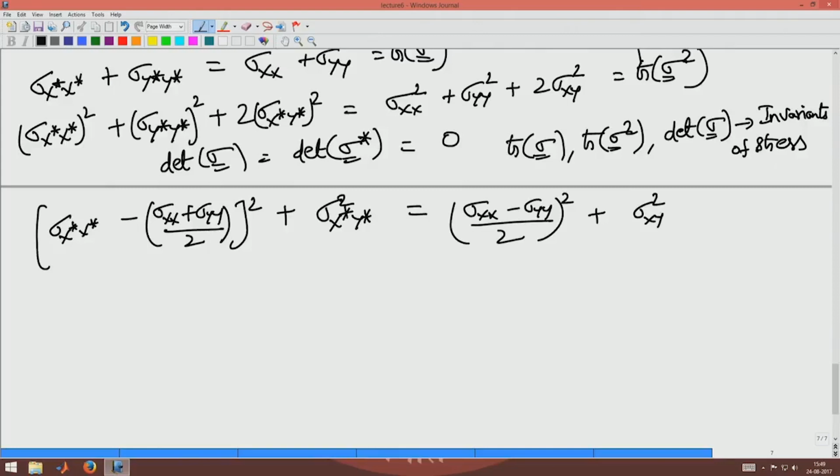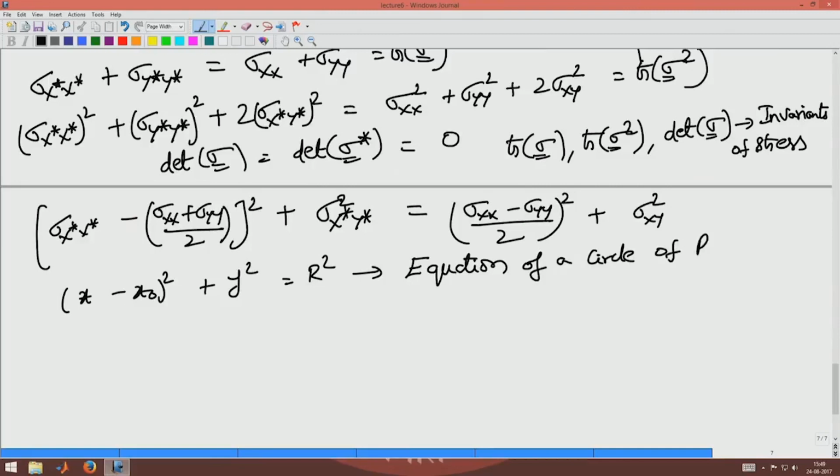Now, what does this equation represent? This equation represents something like x minus x naught squared plus y square equal to r square. This is the equation of a circle of radius r centered about x naught comma 0. Okay. So, we will draw this circle and interpret what the circle means in the next lecture.